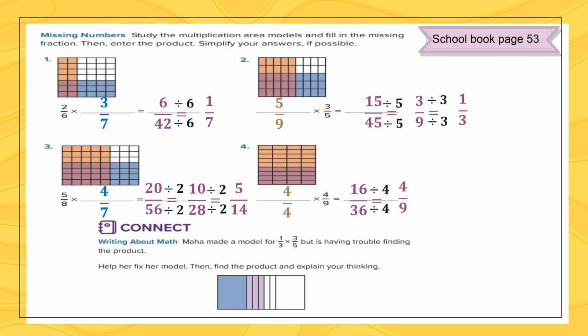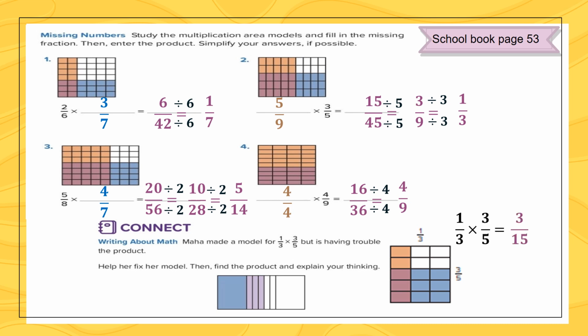Here we have a model for 1/3 and 3/5, but it's not correct. So I will draw the correct model. I will draw 1/3 for the first fraction, and another model for the second fraction, 3/5, and put them above each other. Then count the common parts between the two models. So we have here 3/15.